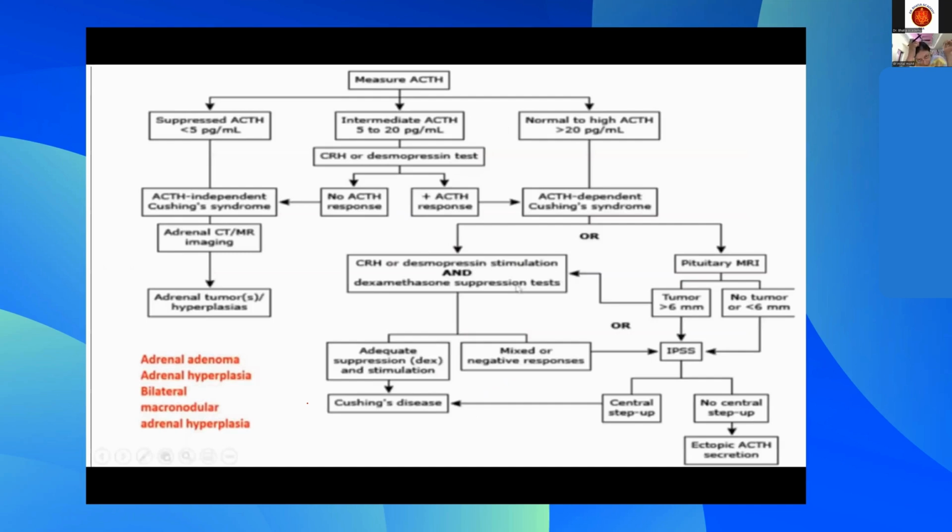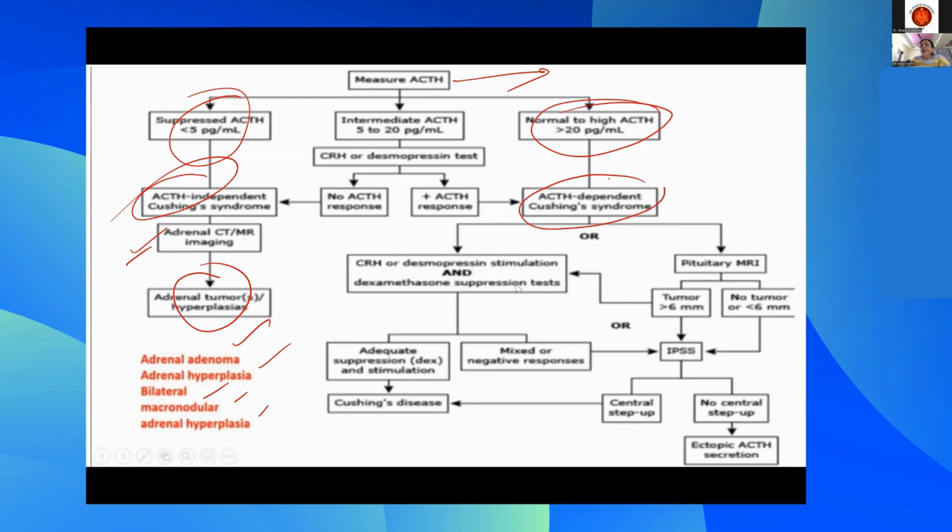So just an algorithm to quickly revise. Measure ACTH. If ACTH is low, we are dealing with ACTH independent tumor. So it can be adrenals. Go for adrenal imaging. You will find adrenal hyperplasia or adrenal tumor. It can be adenoma, or bilateral macronodular adrenal hyperplasia. If it is high, then you are dealing with ACTH dependent Cushing's. So go for pituitary MRI. If there is a tumor, then you are dealing with Cushing's disease. If there is no tumor, or if it is small, then probably we are dealing with something else.